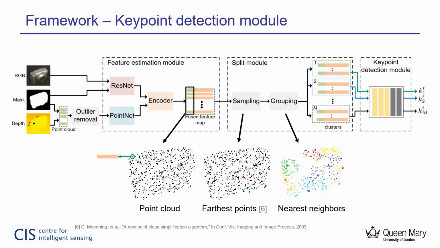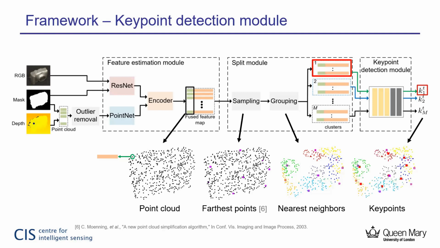After that, we use the keypoint detection module to detect keypoints. This module includes 3 perceptron layers and 2 fully connected layers. We use this module to detect 1 keypoint from each cluster. As a result, we can obtain n keypoints.